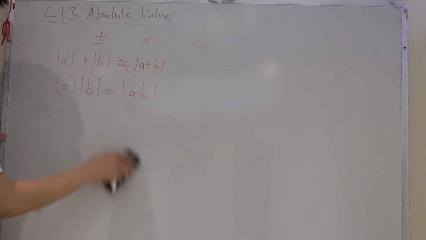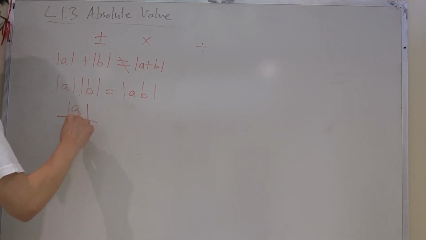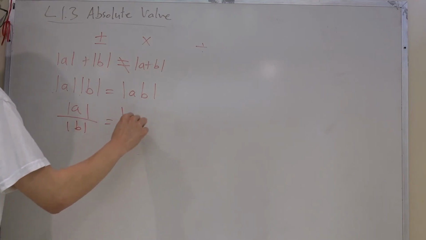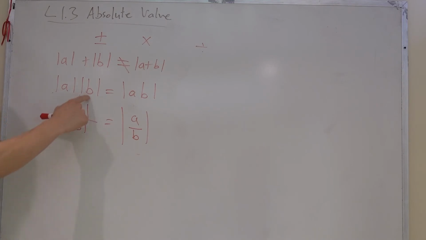Now, given that multiplication and division are closely related, you may also suspect that if I do the absolute value of A over B, this is the exact same thing as the absolute value of A over the absolute value of B. And you would happen to be right. It works exactly the same way. Really, all you're doing is replacing B in this formula by 1 over B. It's the same thing.